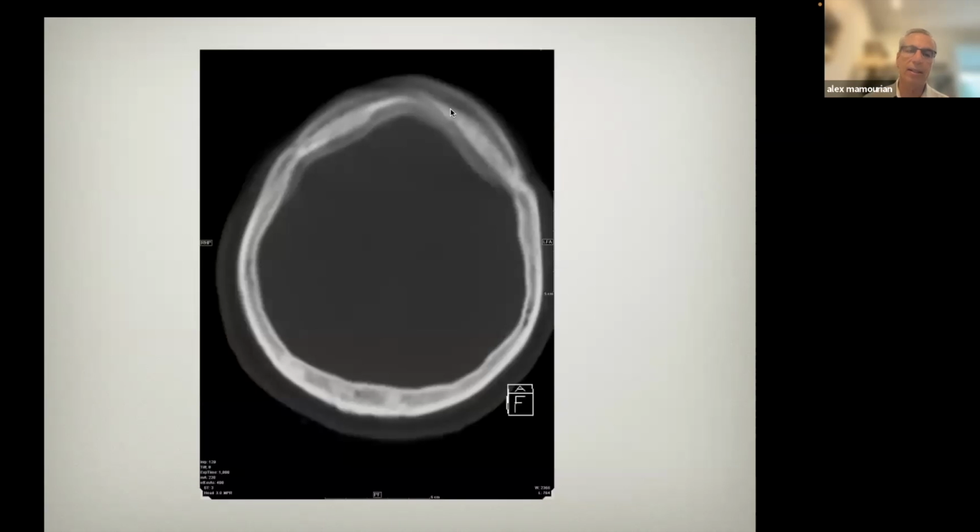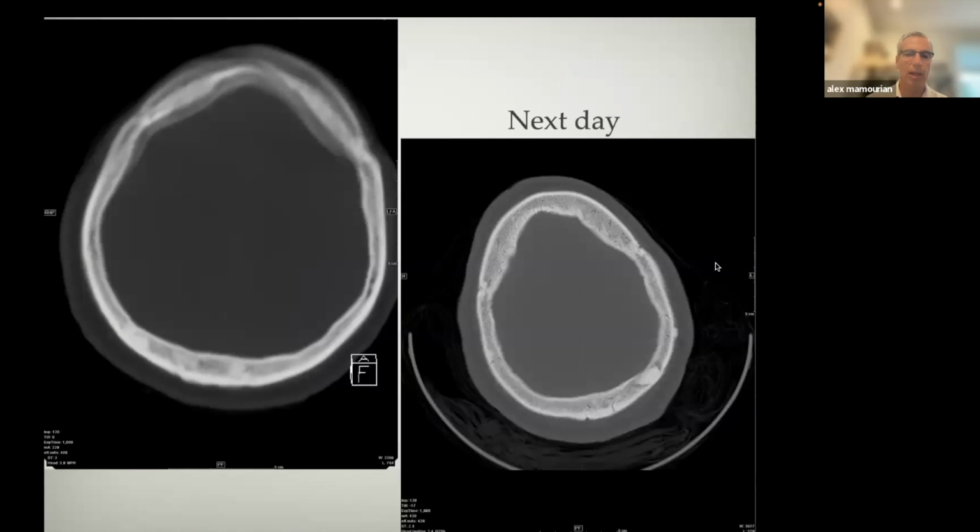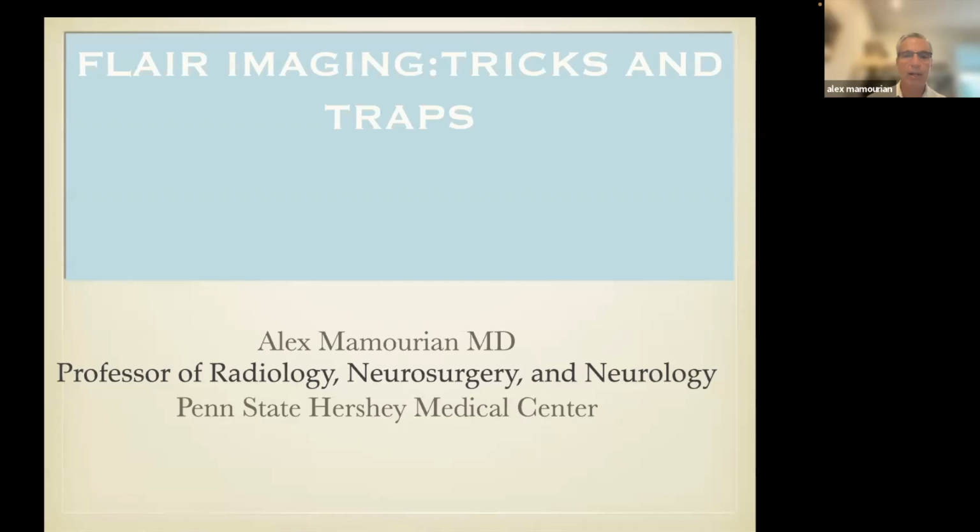This looks like some chronic osteomyelitis or some expanded bone from Paget's disease, but this is just a motion artifact in the skull. Here the patient has a repeat scan, and you can see that the skull is perfectly normal. So again, be careful about motion artifacts, and keep this in mind as you read CT scans.